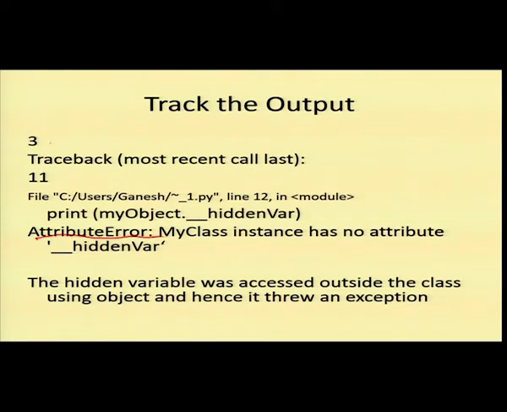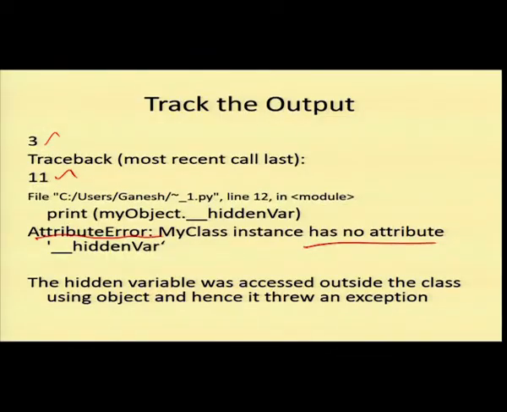Initially, I got the result as 3, then I added 8, so I was able to get 11. Then I get a traceback error stating the file, the location of the file, in module, print my object dot underscore underscore hidden variable. Attribute error, because my instance has no attribute hidden variable. It will not come outside. The hidden variable was accessed outside the class using the object, and hence it threw an exception.